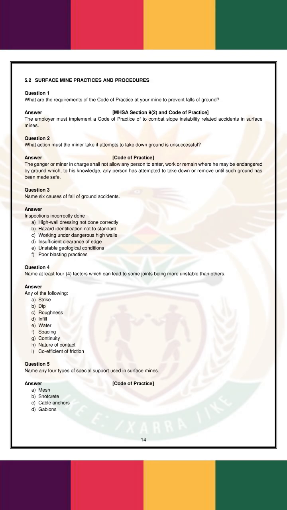The ganger or miner in charge shall not allow any person to enter, work or remain where he may be endangered by ground which, to his knowledge, any person has attempted to take down or remove until such ground has been made safe. Question 3. Name 6 causes of fall of ground accidents.